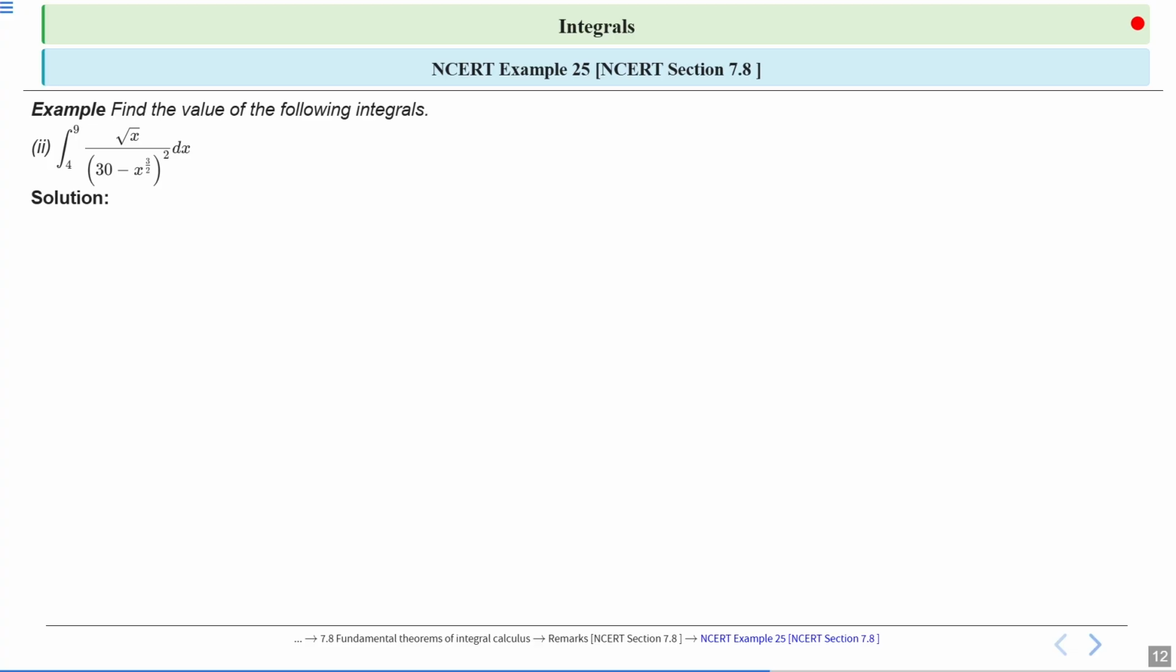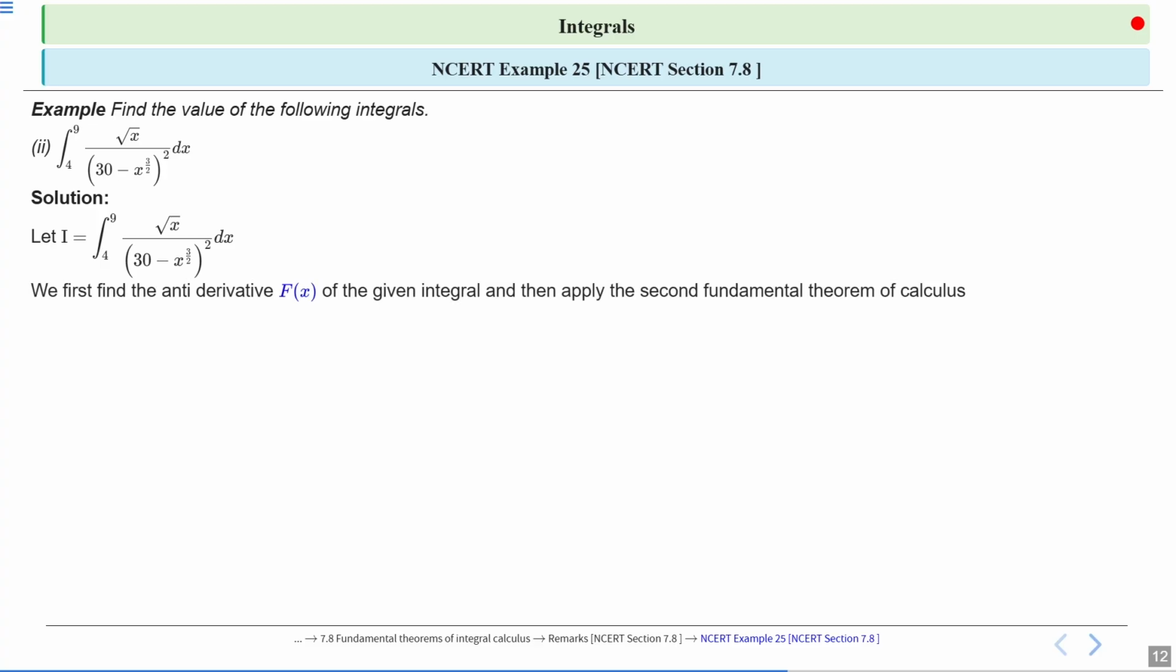Let us see the step by step solution. In the first step, we have to calculate the value of the indefinite integral. So we have to calculate the value of the definite integral from 4 to 9 of (root x by 30 minus x to the power 3 by 2) whole square dx. So we first find the antiderivative F(x) of the given integral and then apply the second fundamental theorem of calculus. So in the first step, to integrate (root x by 30 minus x to the power 3 by 2) whole square, we apply the substitution method.